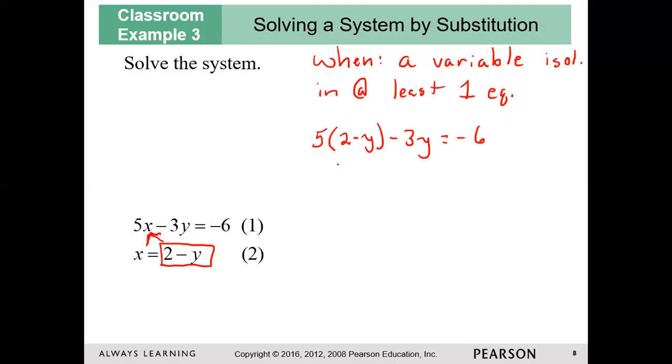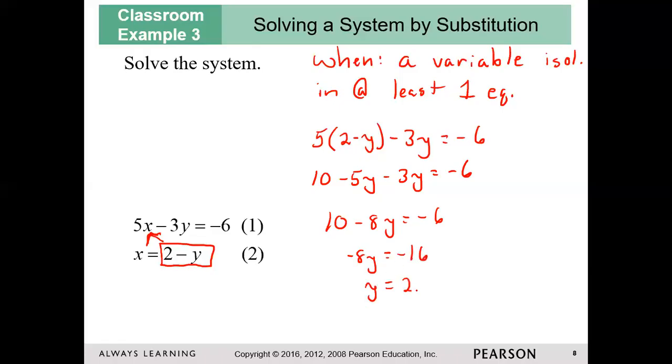And this is beautiful for us because we went from having 2 equations with 2 unknowns to having a single equation with a single unknown. Yeah, this y ends up being in a couple of different places, but that's okay. We're going to be able to solve for that. This is right back to chapter 1 material. So we've got 10 minus 5y minus 3y is equal to negative 6. 10 minus 8y is equal to negative 6. Subtract 10 from both sides, you get negative 8y is equal to negative 16. y is equal to 2.